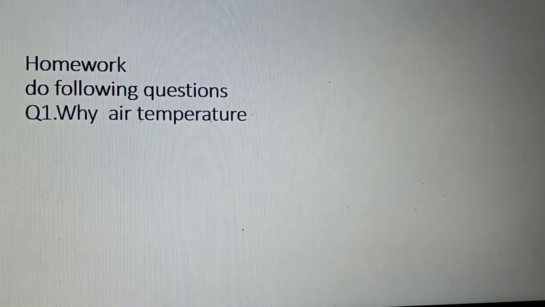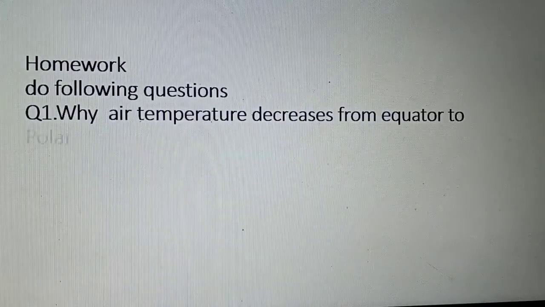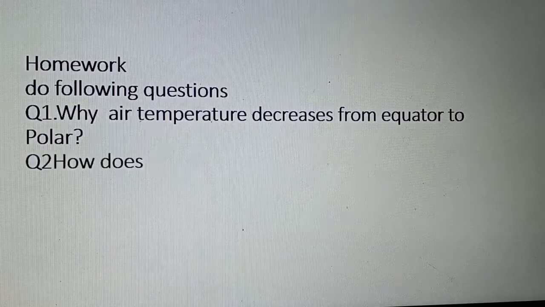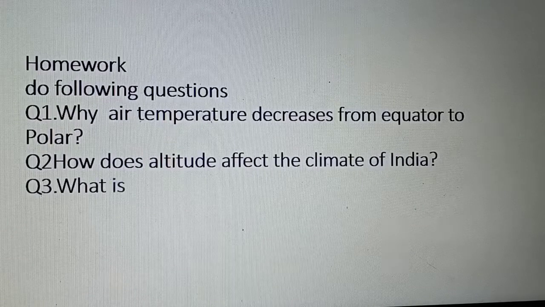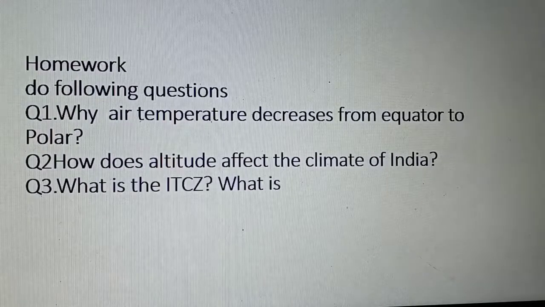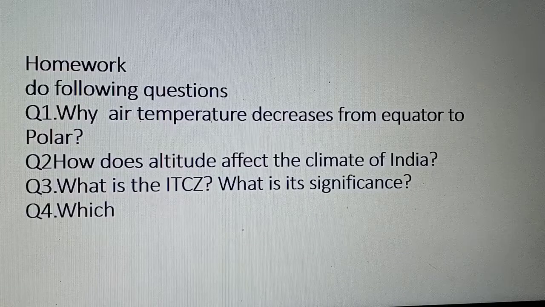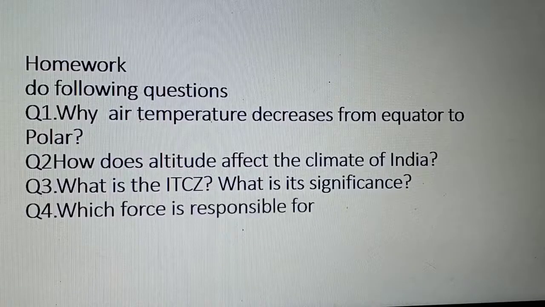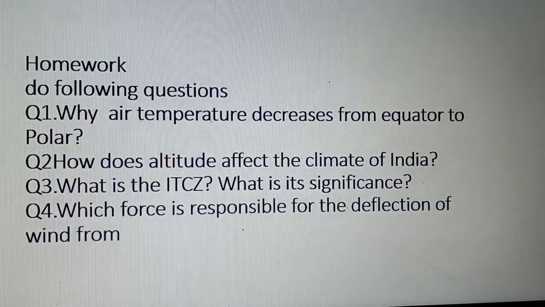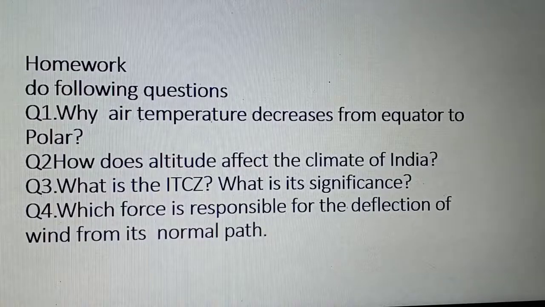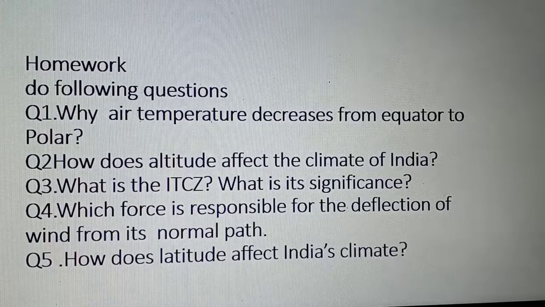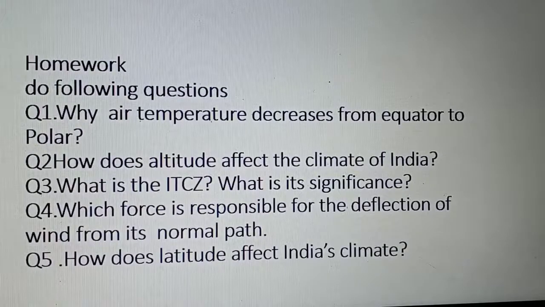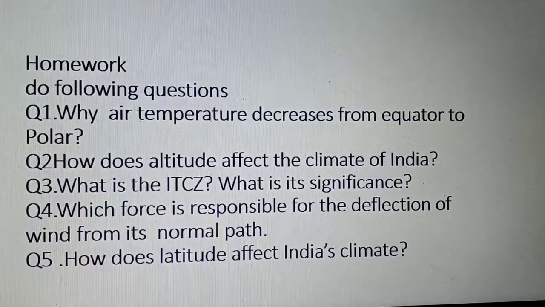And students, today your homework: do the following questions, revise the chapter. First, why does air temperature decrease from the equator to the poles? Second, how does altitude affect the climate of India? Third, what is the ITCZ and what is its significance? Fourth, which force is responsible for the deflection of wind from its normal path? And question number 5, how does latitude affect India's climate? So students, revise this chapter and do all the questions in your fair notebook.